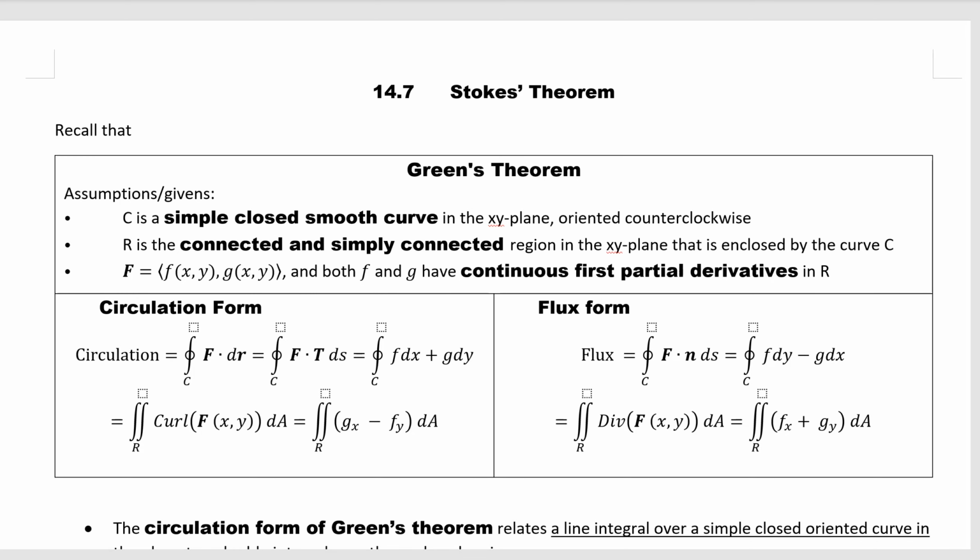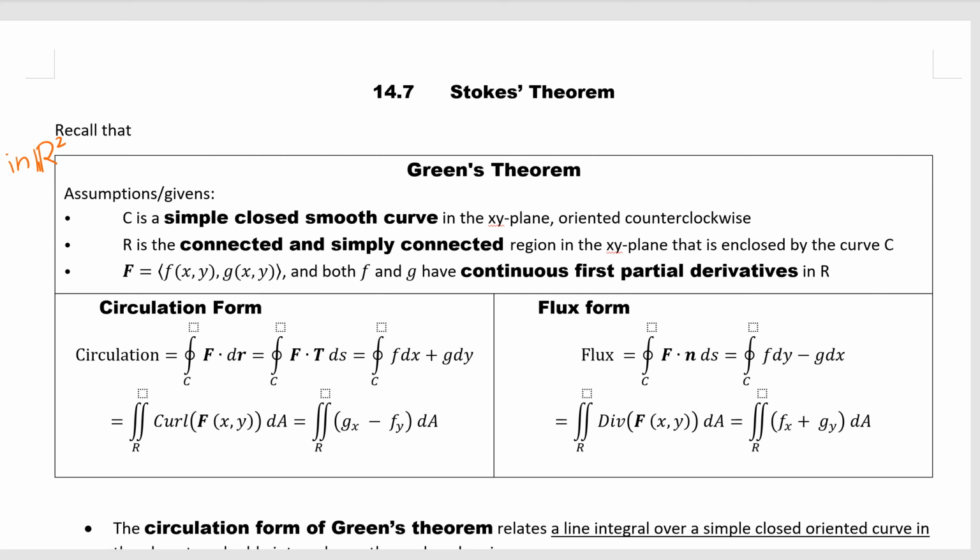Hi everyone. Today let's talk about section 14.7, Stokes' theorem. So we recall that in R2 we have Green's theorem, right? The assumption: given C is a simple closed smooth curve in the xy plane oriented counterclockwise, and R is a connected and simply connected region in the xy plane that is enclosed by the curve C.